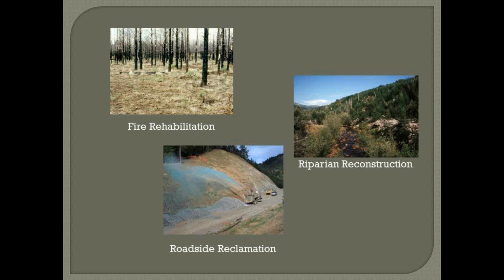Fire rehabilitation, maybe we're planting seedlings or shrubs or something to kickstart succession in a relatively undisturbed ecosystem, except that it's been burned. Repairing and reconstruction, where we're putting back in poplars or willows that were removed either by indiscriminate logging or through some other disturbance. And then roadside reclamation or mine reclamation, where we're basically starting work from scratch.